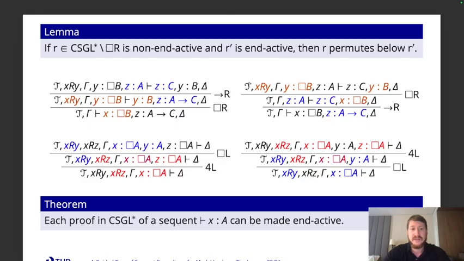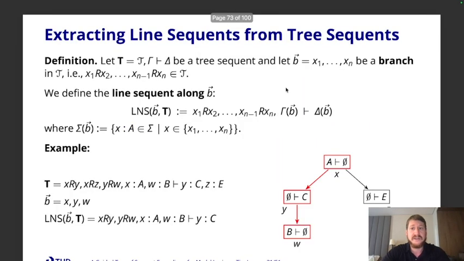All right, and now let's talk about the next step. So what I've explained so far is that every proof in the tree sequent calculus can be put into end-active form. What I'm going to do now is show how we can take such a proof and prune trees to recover a line sequent proof.